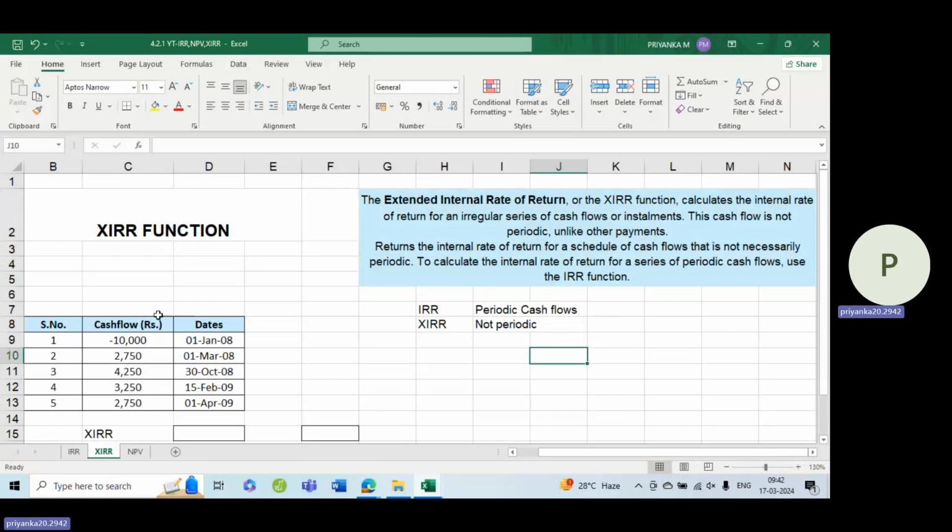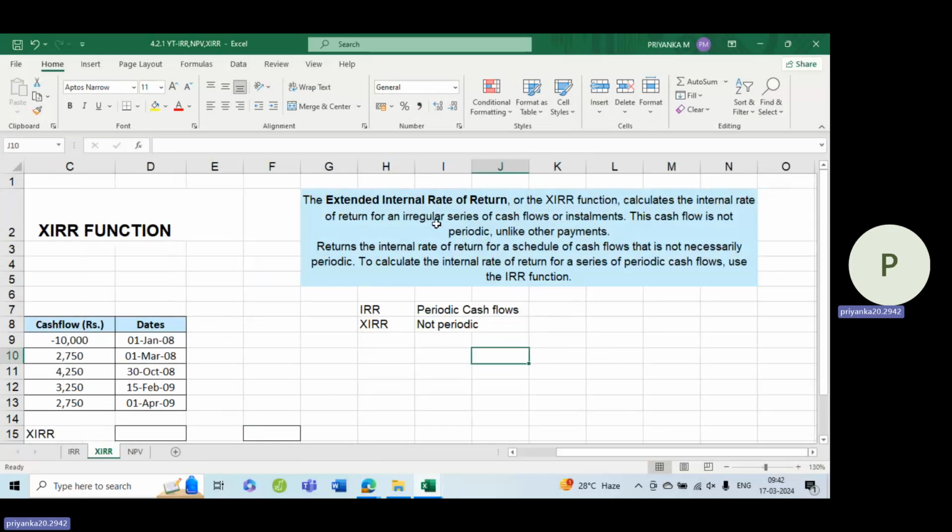But with XIRR, usually in businesses, we will not be receiving cash flow periodically. Sometimes we get it on certain dates. So how will we calculate that? For this, we have the function called XIRR. Let us go to the definition first.